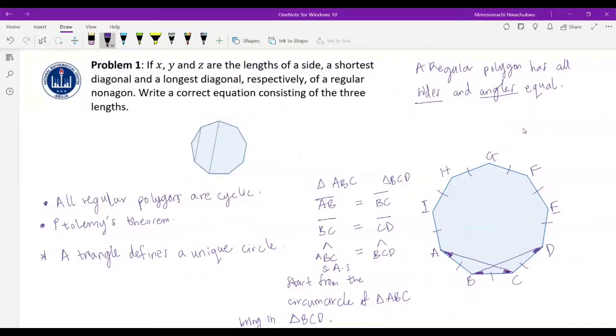But what's our point of concern here? What's our point of interest? Our point of interest are the two angles I've left shaded. Now, what does this tell us? This tells us that ABCD is a cyclic quadrilateral.